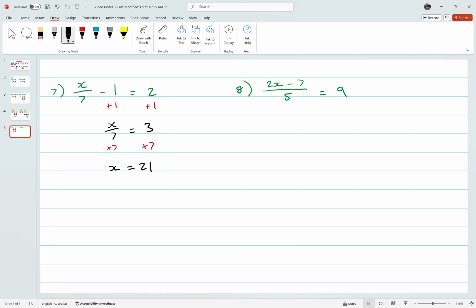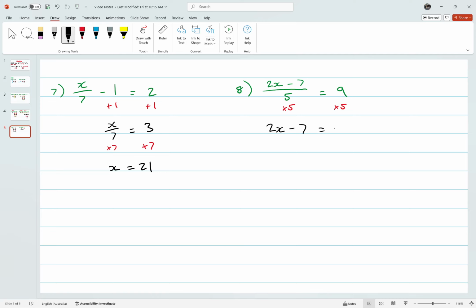Lastly, looking at this example, I need to get rid of the 2, the 7, and the 5, always thinking about in which order I should do it. So I'm definitely not going to get rid of the 2 first because that's connected to the x. So deciding whether I need to get rid of the 7 or the 5 first, I'm going to get rid of the 5 because at least the 7 is still in the numerator with the x, whereas the 5 is in the denominator by itself. So I'm going to multiply by 5 first of all. So multiply by 5, multiply by 5. This is going to leave me with 2x minus 7 equals 5 times 9.